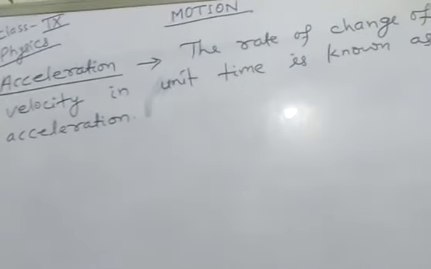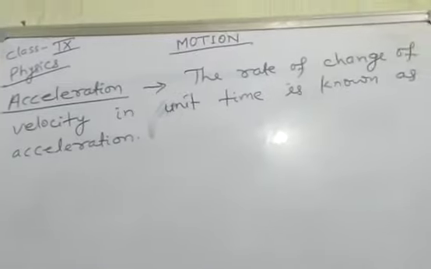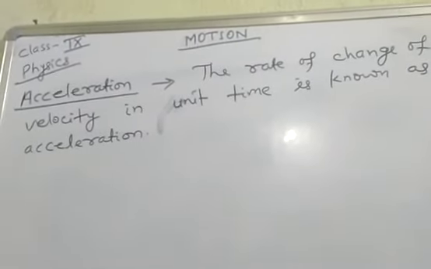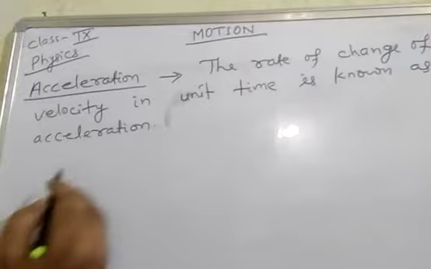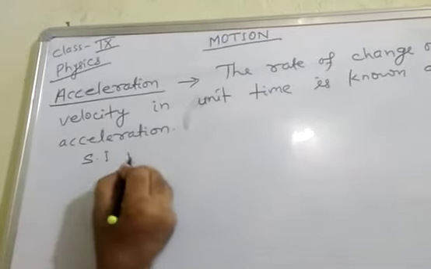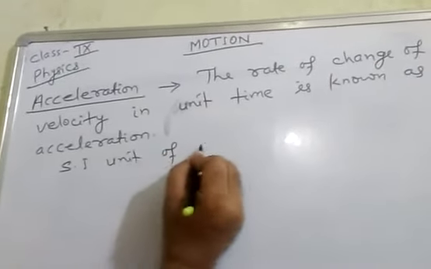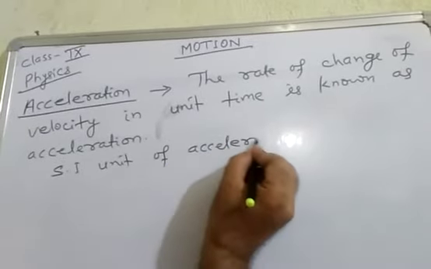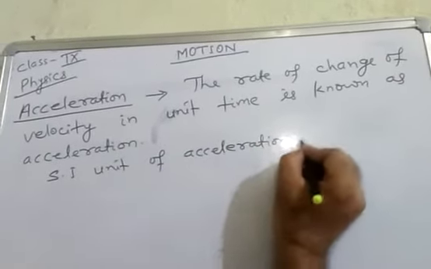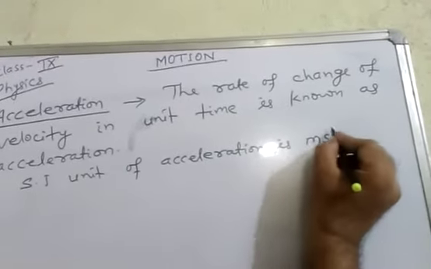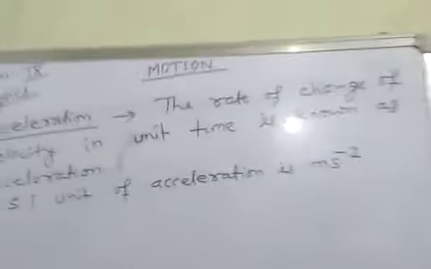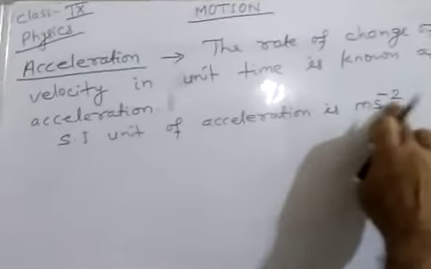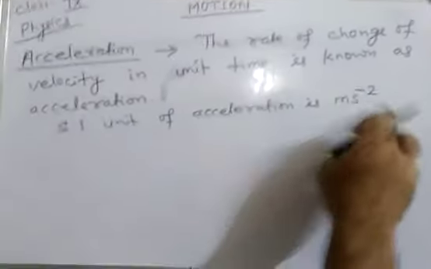Means in 1 second, our SI unit of time is second, so you have to see what the change in velocity is per second. That is called acceleration. The SI unit of acceleration is meter per second square. This we read as meter per second square. Here you have to write it as meter per second square, that is, m s to the power minus 2.